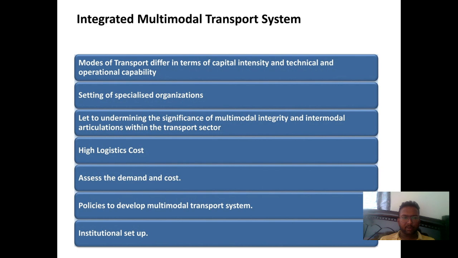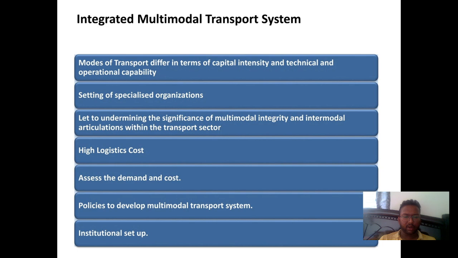Integrated multimodal transport systems. Modes of transport differ in terms of capital intensity and technical and operational capabilities. Setting up specialized organizations led to undermining the significance of multimodal integration and intermodal articulation within the transport sector. High logistic costs, so assess the demand and cost.